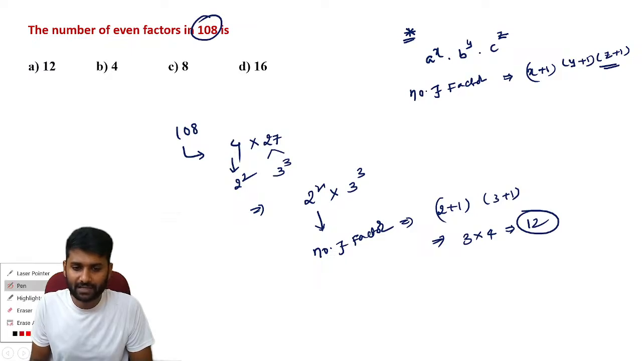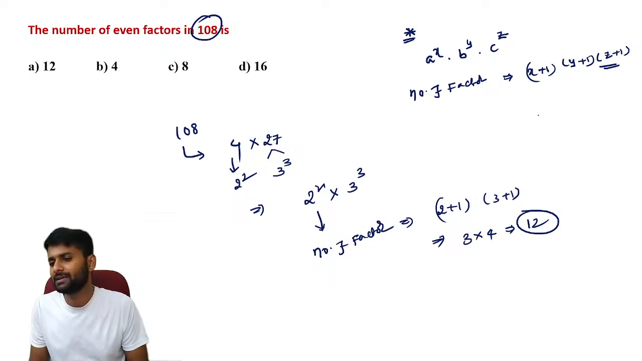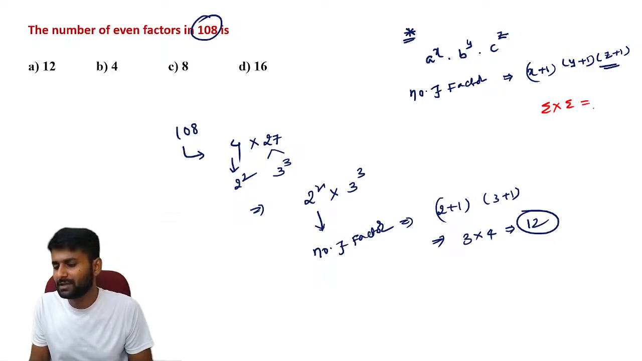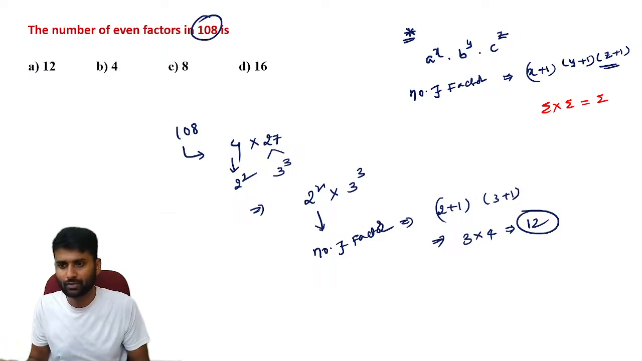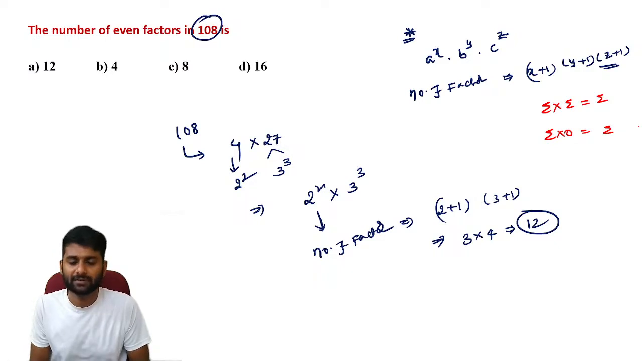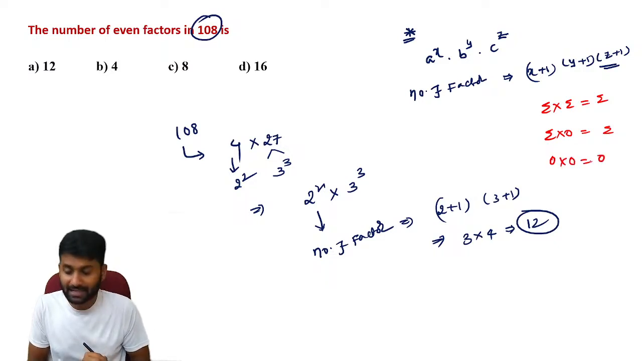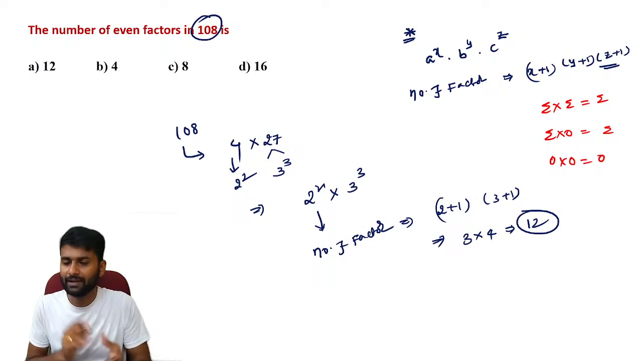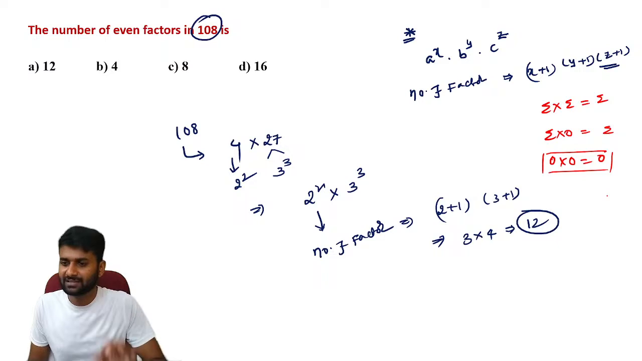But we need even factors, right? So before finding even factors, just identify the odd factors. Why? Because see, an odd number you will get in a single case. Let me explain. An even number multiplied with another even number, the result is even. Let's take two even numbers: 2 into 4 is 8. An even number multiplied with an odd number, the result is even. Let's take 2 into 3 is equal to 6. If an odd number is multiplied with another odd number, then the result is odd. See, 1 into 3 is equal to 3 itself. That's why you will get odd factors in a single case.